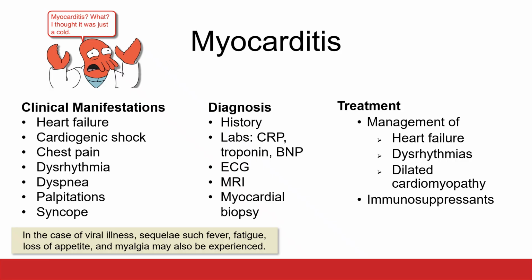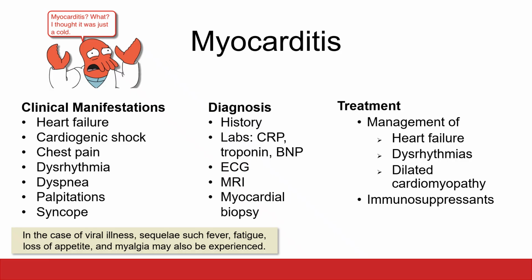So the one that we're going to focus on, which is the viral type, can actually mimic the flu. So like fever, fatigue, loss of appetite, and maybe some muscle pain, like body cramps. So if you have myocarditis, you might think you just have the flu. So many times people won't report it, they won't go seek help.